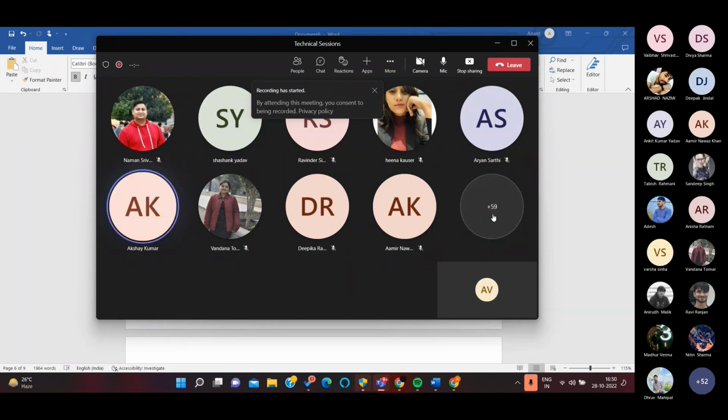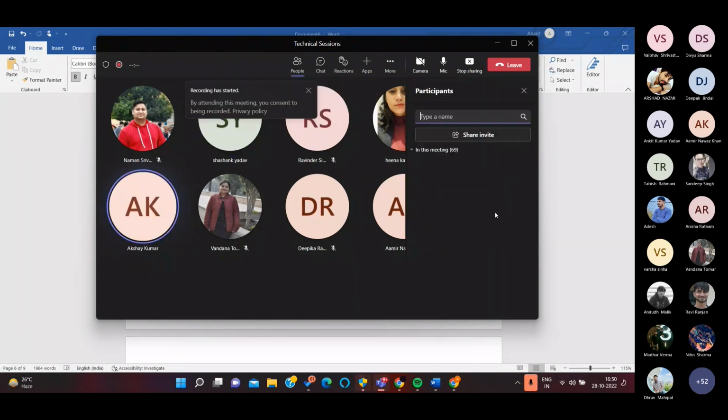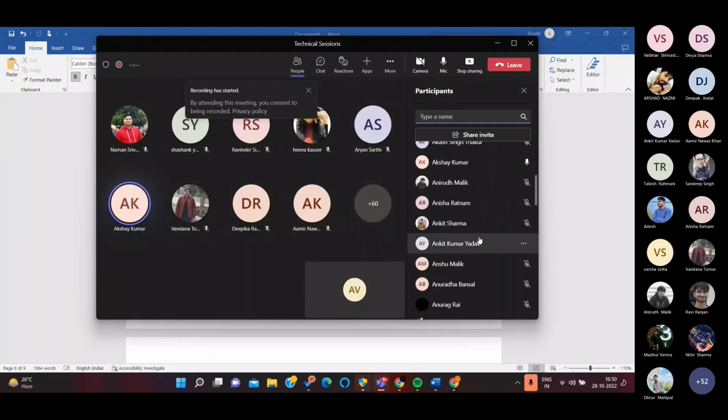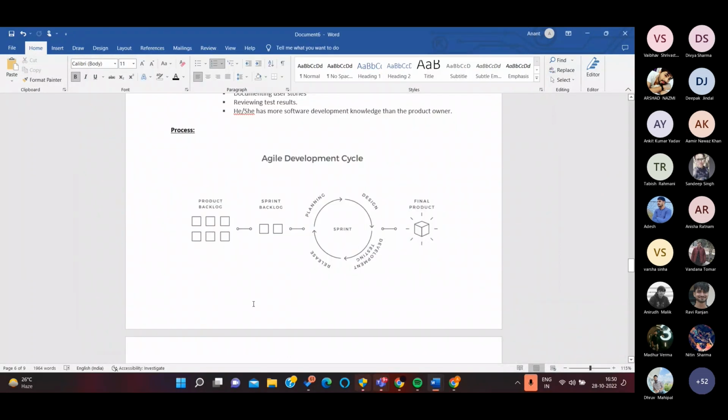Anant, I do have one question related to the project manager, product owner, and the product manager. If in a team we have a product owner and the developers and also the testers, including the business analyst, I think all of them would be reporting to the product owner, and even the project manager would be reporting to the product owner. So what will be the roles and responsibilities of the product manager in this case?